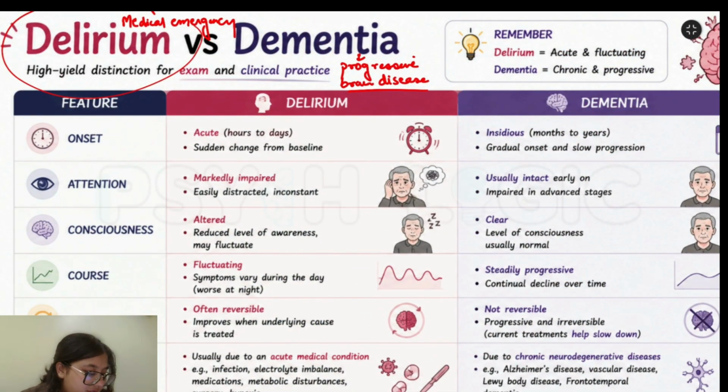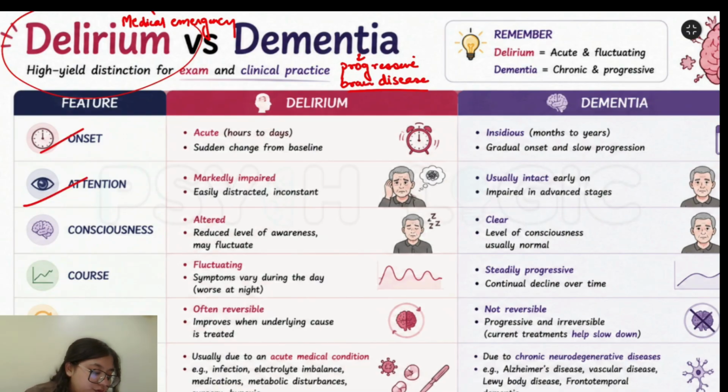So let's start with the first thing, onset. Delirium has a very acute onset. It develops within hours or a few days. While dementia develops very slowly, over months, even years. You might hear people say we didn't notice it, but it gradually became worse. So delirium is sudden, while dementia is slow or gradual.